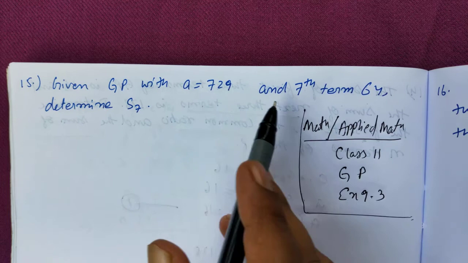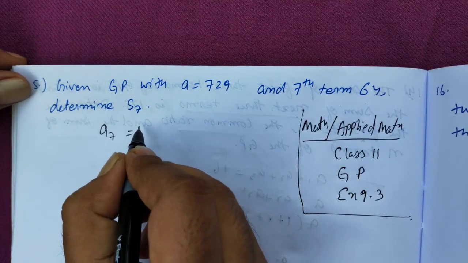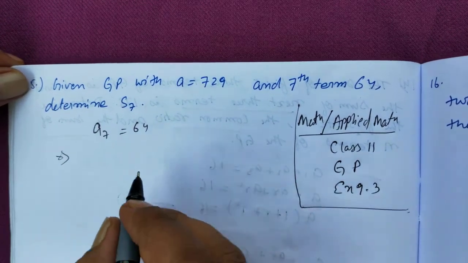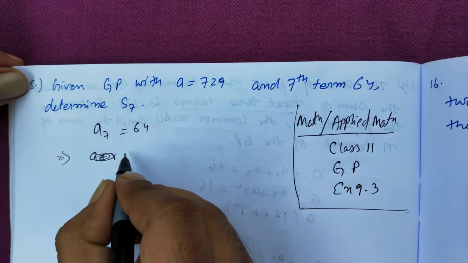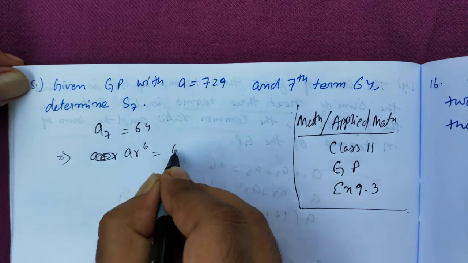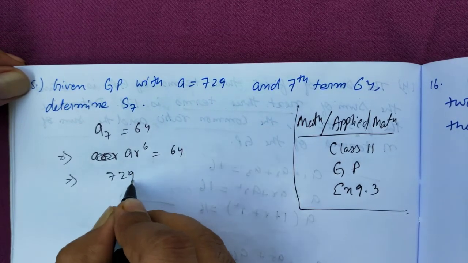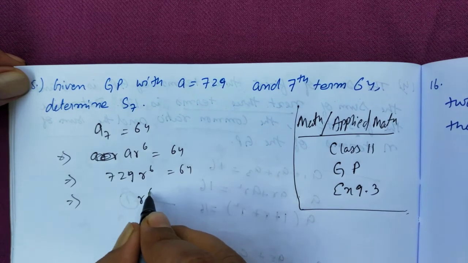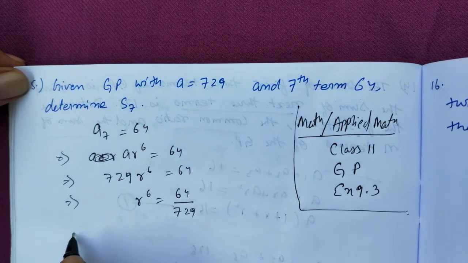So using this, A7 is 64. Use the formula on the left side: AR^6 is 64. Since A is 729, write 729 R^6 equal to 64. So R^6 equal to 64 by 729.